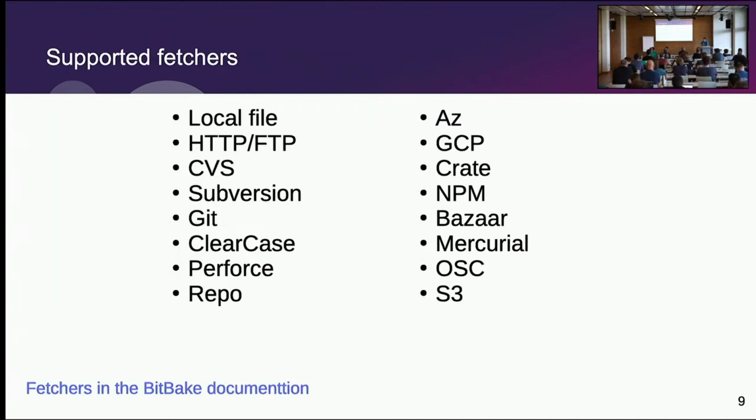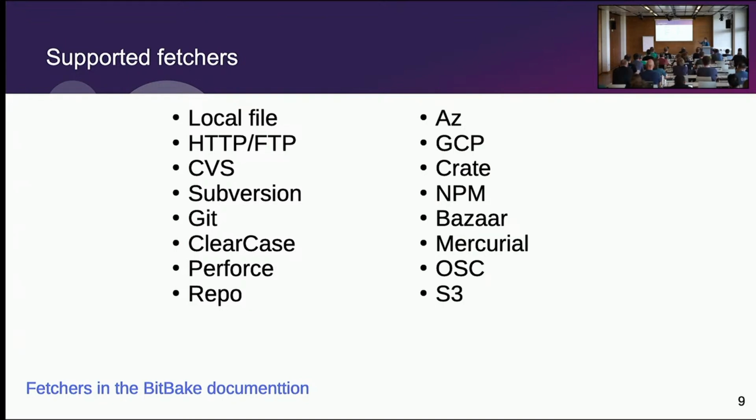So what about the fetchers? Those are the fetchers we currently have in the BitBake documentation. There might be a bit more because, for example, for Git, we have Git submodules, and there's also such an implementation as Git annex. So I didn't specify them all here. Some of them I even don't know what to do with, like S3, for example.